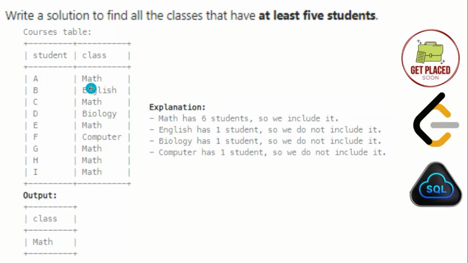Speaking about English, it has only B. Biology has only D. Computer has only F. So English, biology and computer have only one student each, so we do not include them in our result. We have 6 students in math, which is at least 5 students. That's why we will include it in our output.